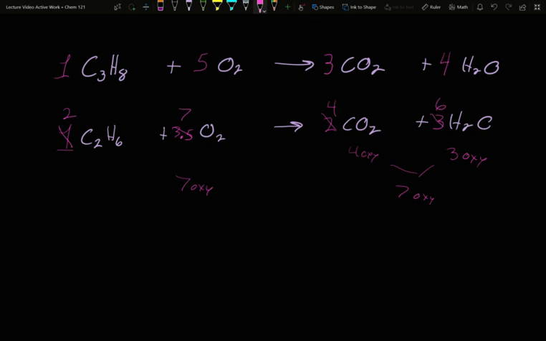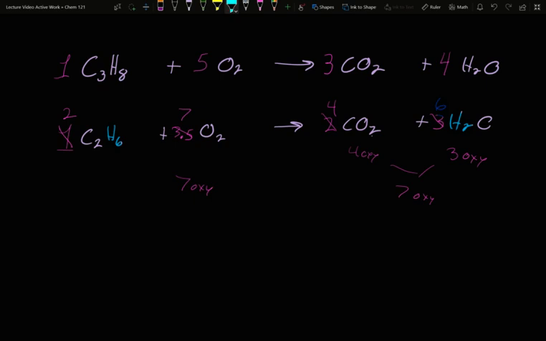And so what we really find is that it is 2 C2H6s for every 7 dioxygens, produce 4 carbon dioxides and 6 waters. Now if we check real quick, 2 times 2 is 4 carbons on the left, 4 times 1 is 4 carbons on the right. 2 times 6 is 12 hydrogens over on the left. 6 times 2 is 12 hydrogens over on the right.